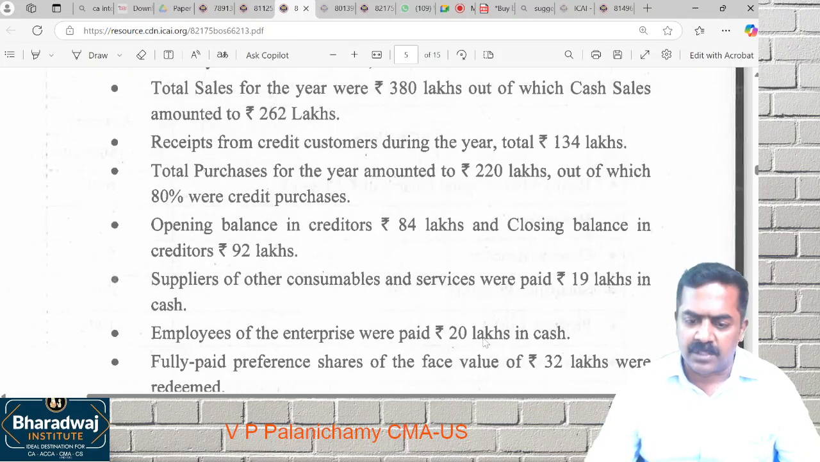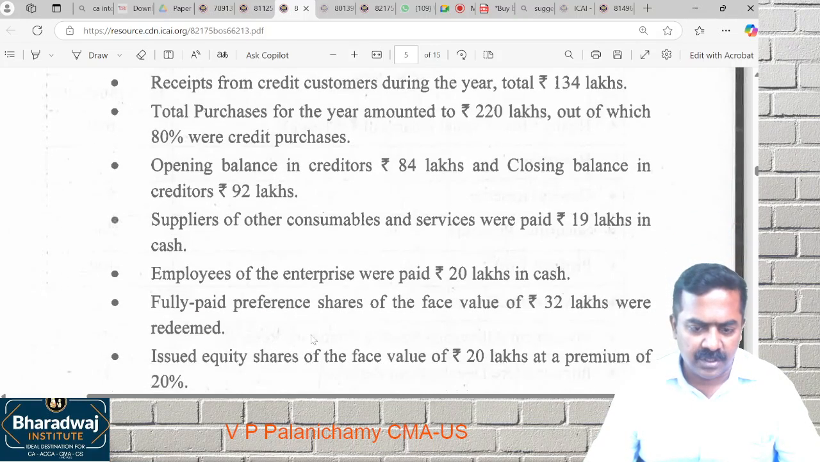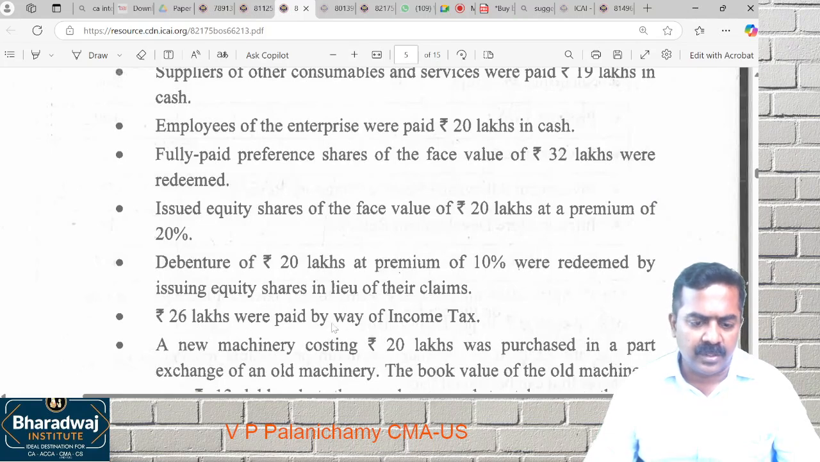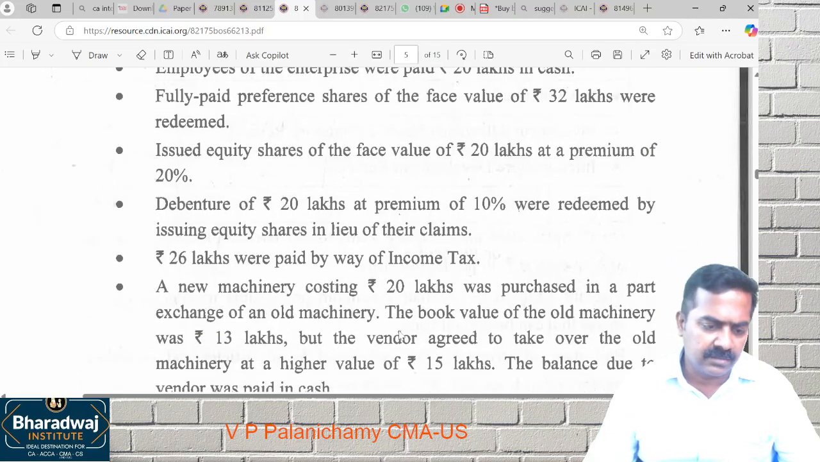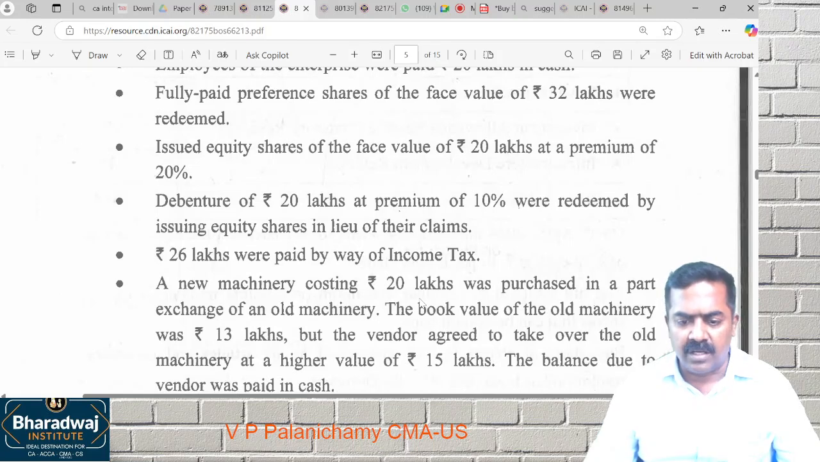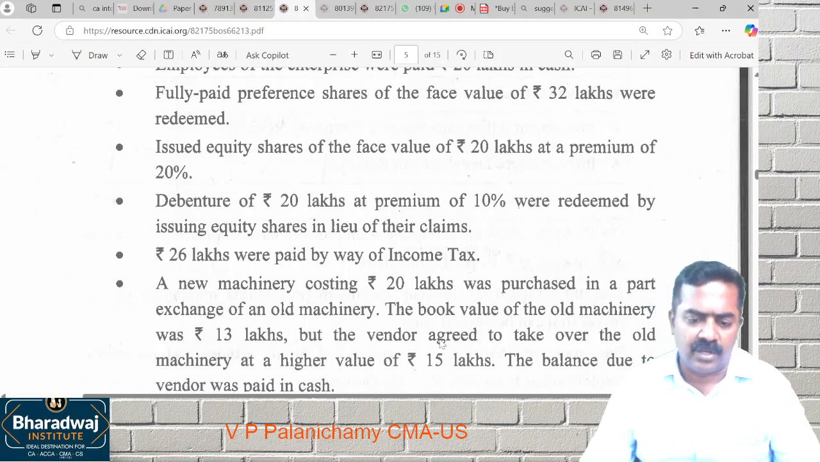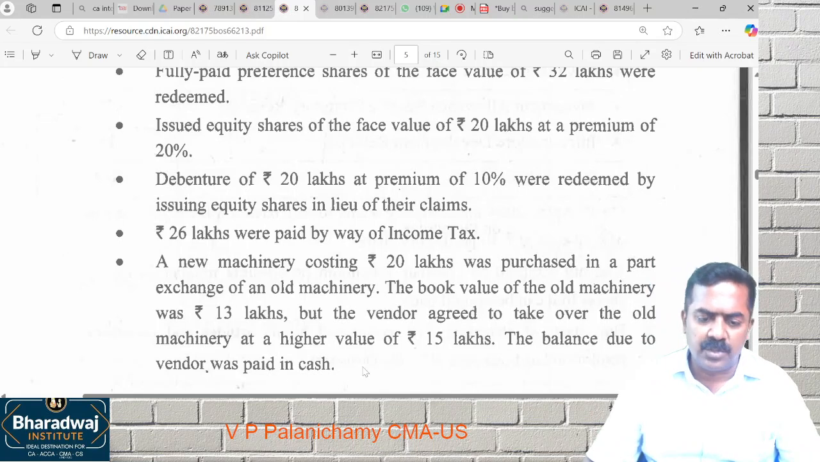Employees of the enterprise were paid how much? 20 lakhs in cash. 32 lakhs were redeemed. That will come in which activity? Financing activity. Issue of equity shares, financing activity. Debentures, financing activity. 26 lakhs paid in income tax, operating activity. New machinery costing 20 lakhs was purchased in exchange of old machinery. Book value of exchange was how much? 13 lakhs. Vendor agreed to take over the old machinery at a higher value of how much? 15 lakhs. Balance due was paid in cash.